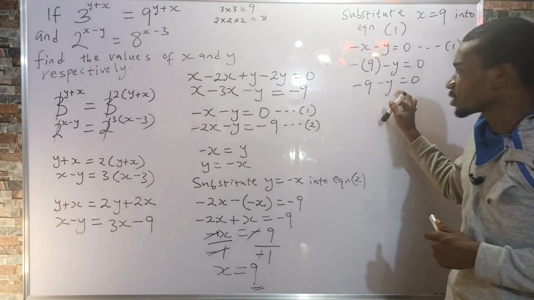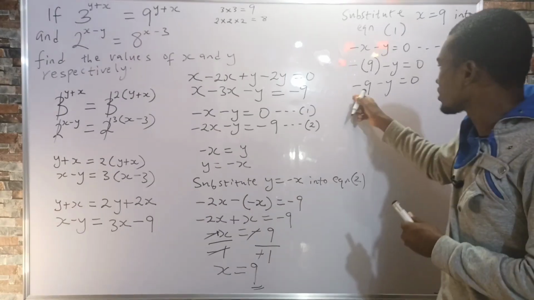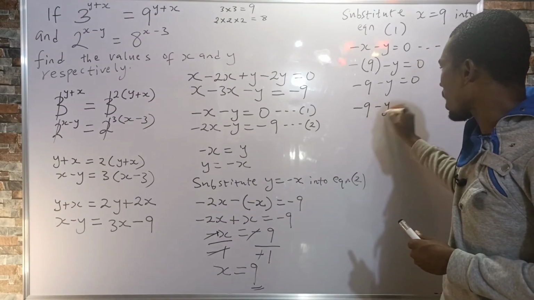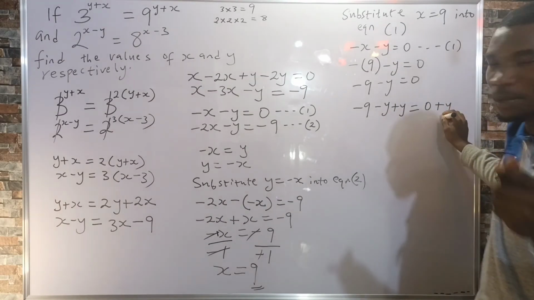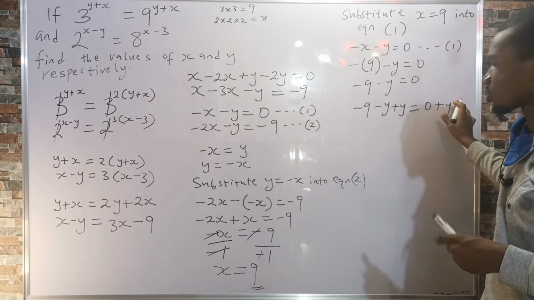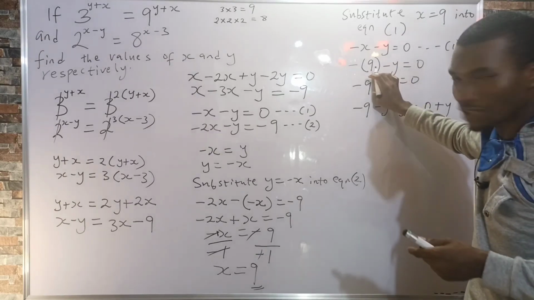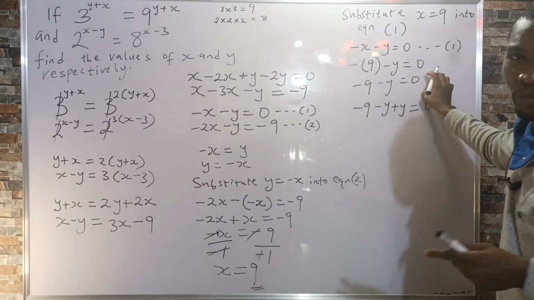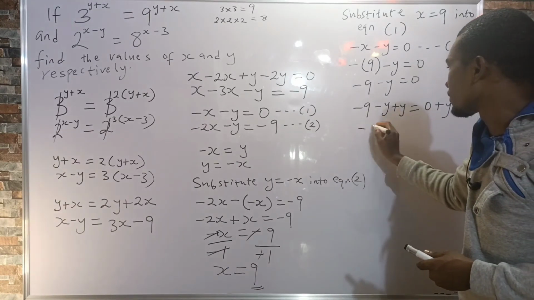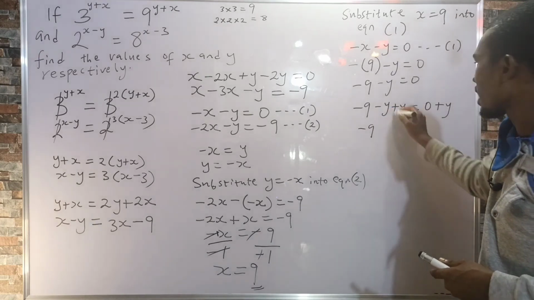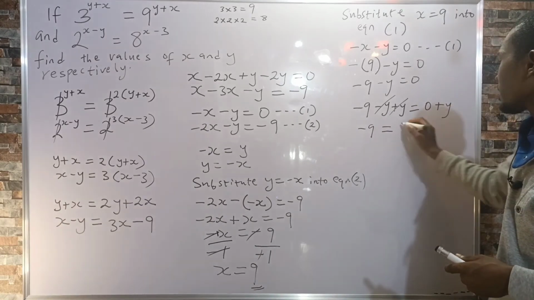So making y the subject of this given equation, I will then add y to both sides of the equation. Hence I have negative 9 minus y plus y is equal to 0 plus y. Remember, I'm trying to make y the subject of this given equation. Hence, I add y to both sides of the equation. Remember, whatever you do to the left-hand side of the equation should as well be done at the right-hand side of the equation to balance the equation. Hence, I have negative 9. Then negative y plus y, they cancel off, and that is equal to 0 plus y, which is still y.